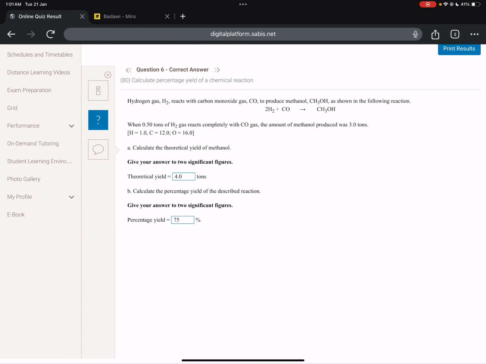So the theoretical yield was 4.0 tons since it had two significant figures, and then percentage yield is also 75%, two significant figures.